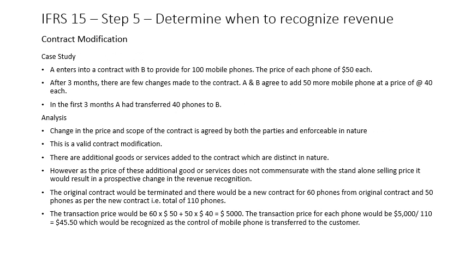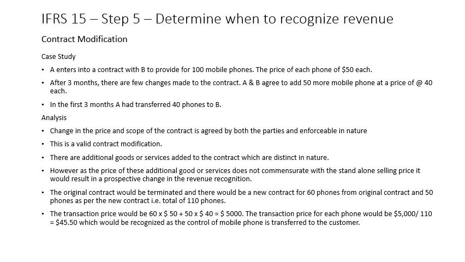Let's look at a case study to understand the concept of contract modification. A enters into a contract with B to provide 400 mobile phones. The price of each phone is $50. After 3 months, there are a few changes made to the contract. A and B agree to add 50 more mobile phones at a price of $40 each. In the first 3 months, A had transferred 40 phones to B.